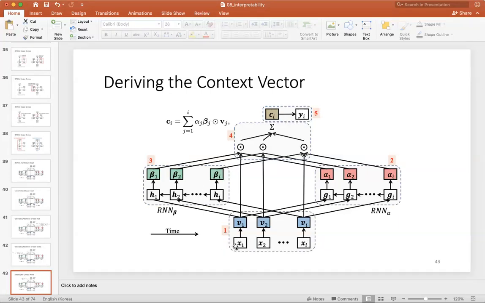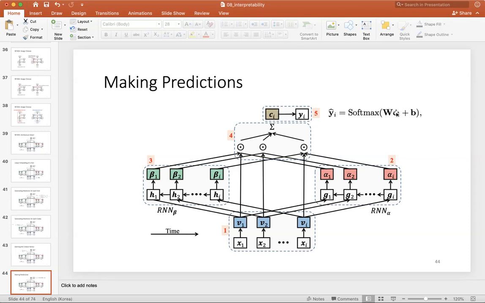You have done this for x_1, x_2, and now you're at x_i. So you're trying to obtain the i-th context vector, and based on that you make the final prediction. Based on C_i, you're making a multi-class classification. I didn't use binary prediction; I just wanted to generalize to multi-class classification. You can, of course, switch this to a sigmoid function to make it binary prediction.